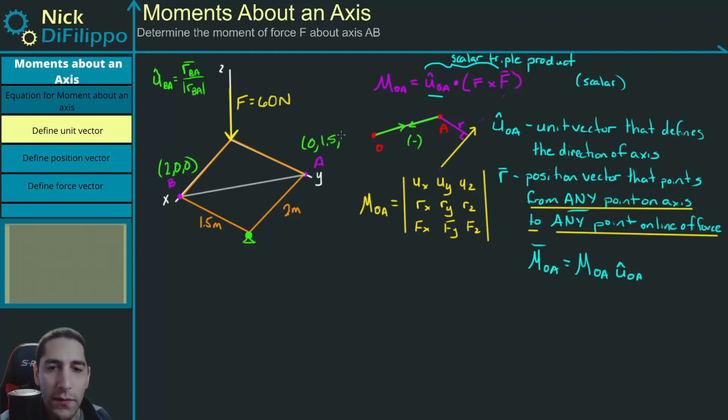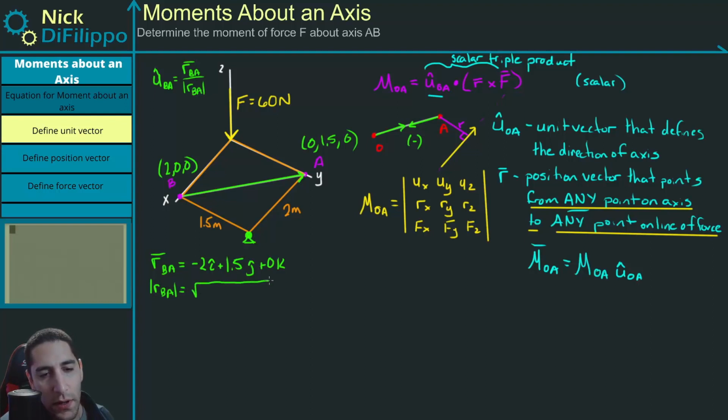And it's going to be 0 in the Z. Okay, so now this position vector from B to A is going to be, and I'm going this way, I subtract the tail from the head, so it's RA minus RB, if those are my points. So I get minus 2I plus 1.5J plus 0K.